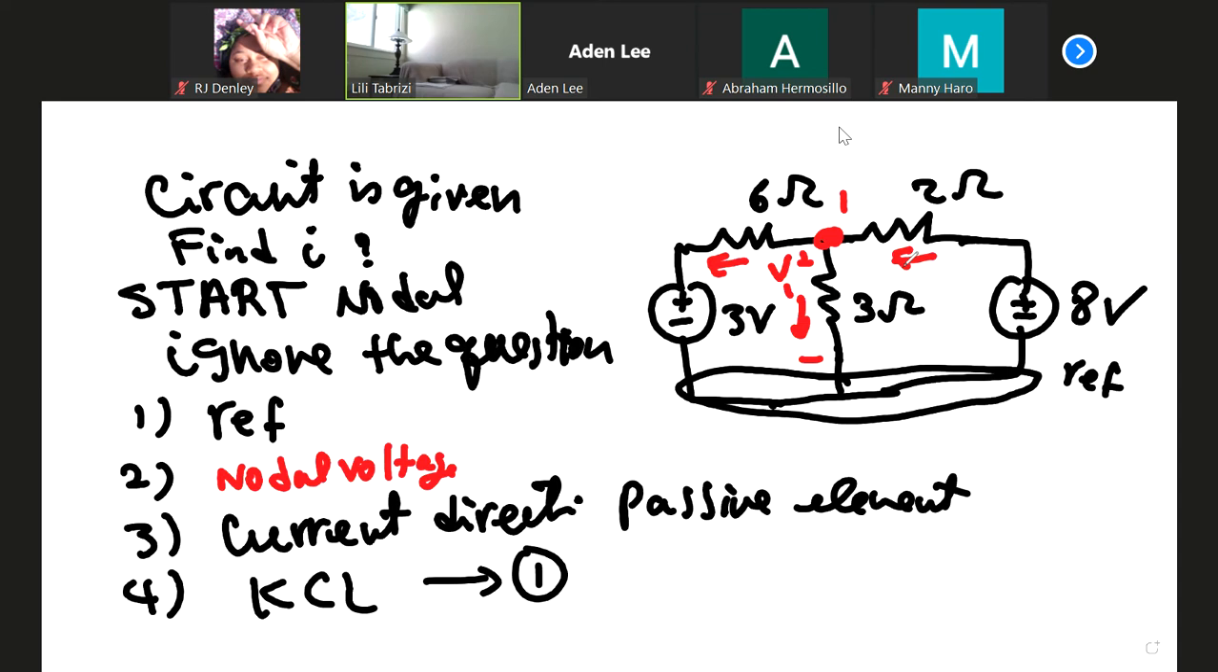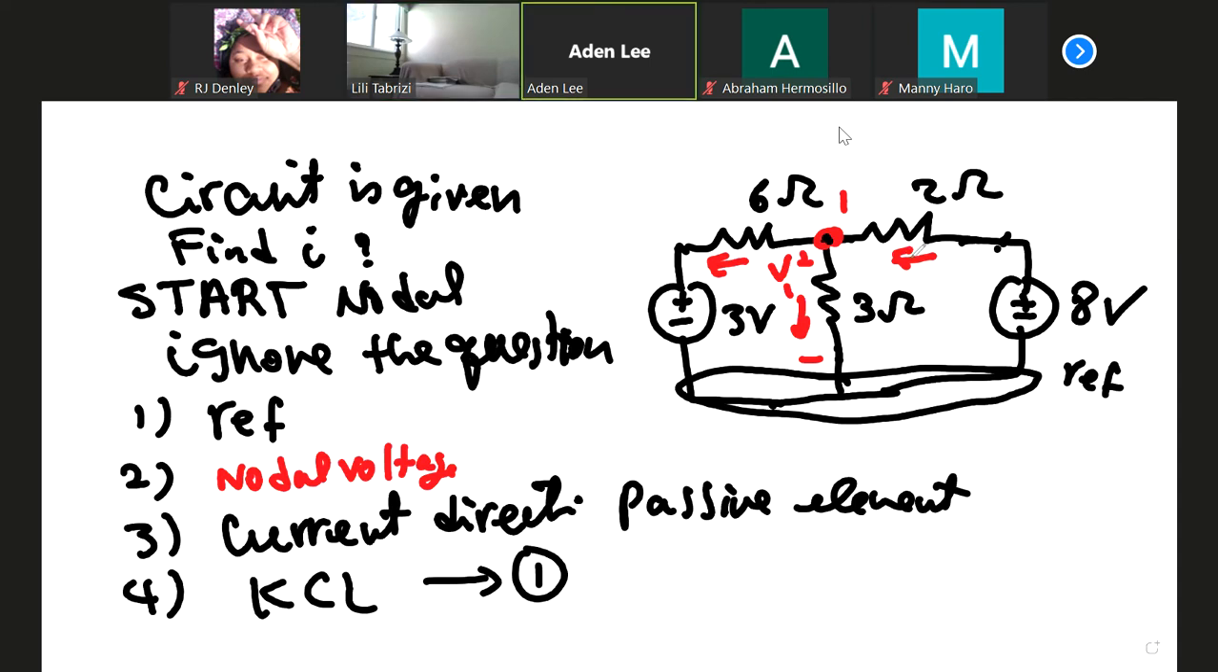However, I don't want to write Ohm's law, KVL. Remember the previous discussion I had? What is this current, the current passing through the 2 ohm? From where to where? The current entering goes from where to where? From 8 to 1. 8 to 1, right? This is the direction of the current.